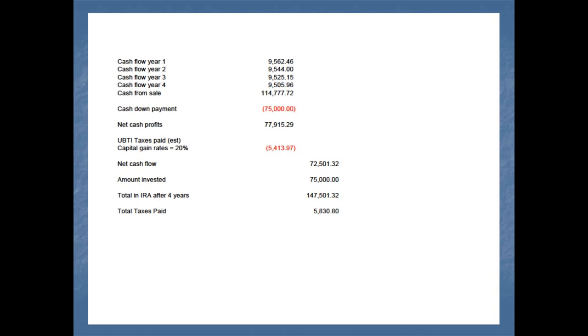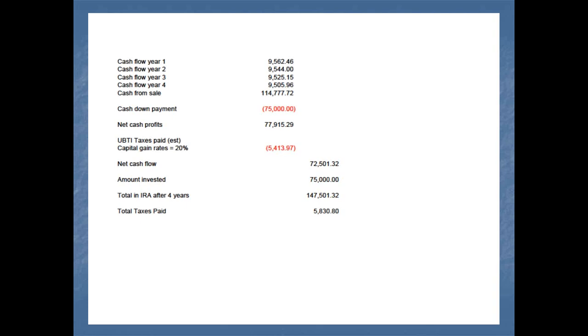So your net cash flow on this investment, you invested $75,000, right, 4 years ago when you bought this property. You had cash flow of $72,000. After 4 years, you've now got $147,000 in your IRA, and you paid total taxes of the UDFI over the 4 years of $5,830. I think that's a pretty good investment. You've doubled your money in 4 years, and you only paid just shy of $6,000 in taxes.